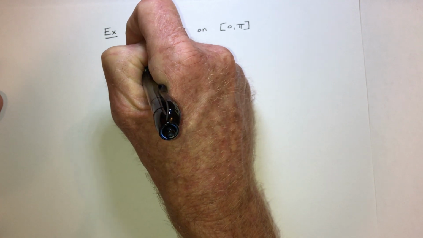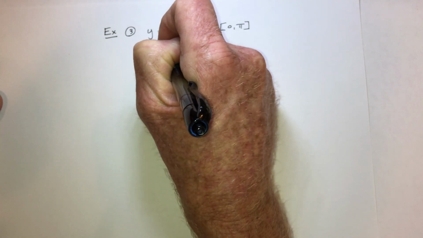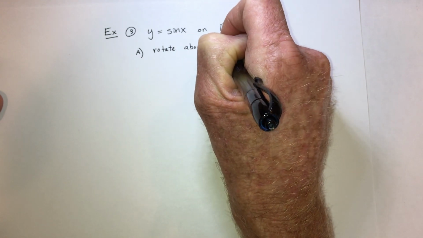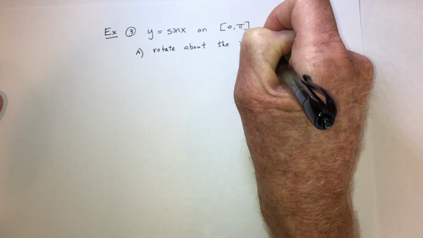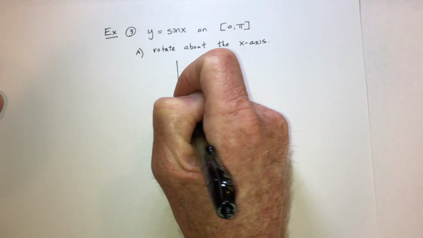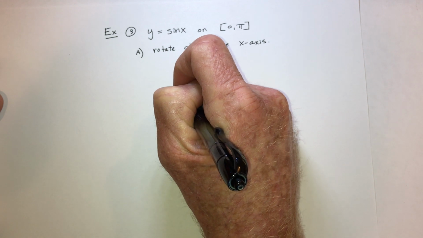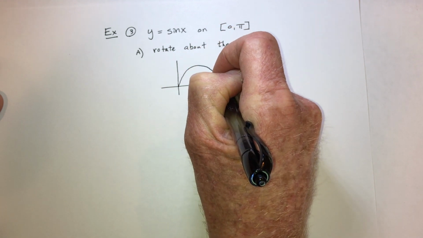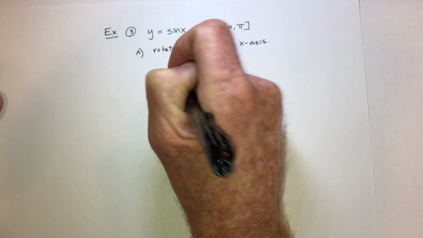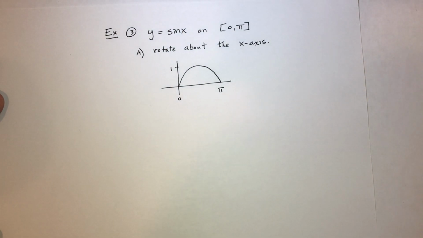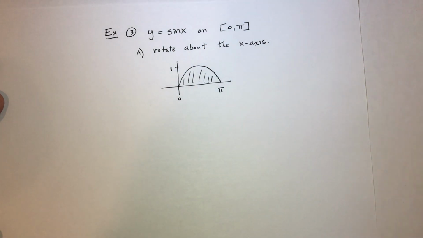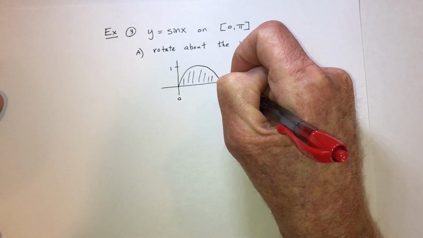And then part A, rotate about the x-axis. So the sine graph would go like this, from 0 to pi. It goes up to a maximum height of 1. And then lightly shade this part. This is what's rotated about the x-axis.